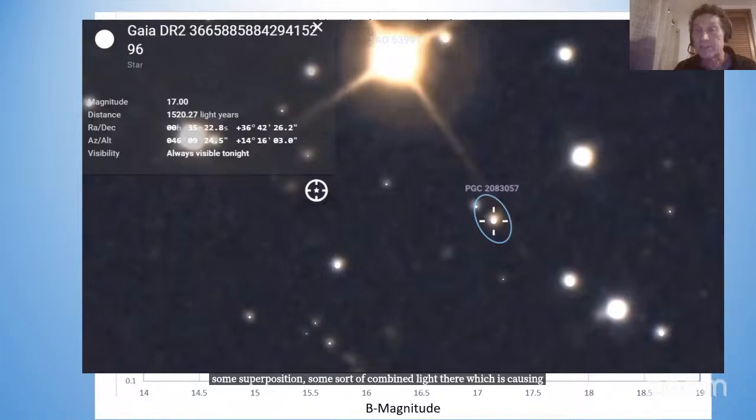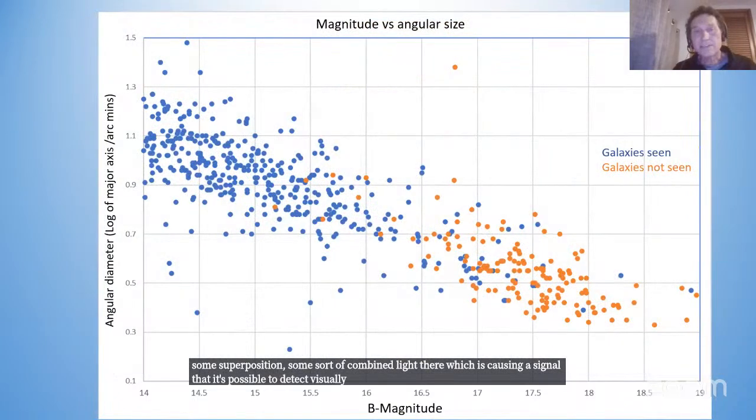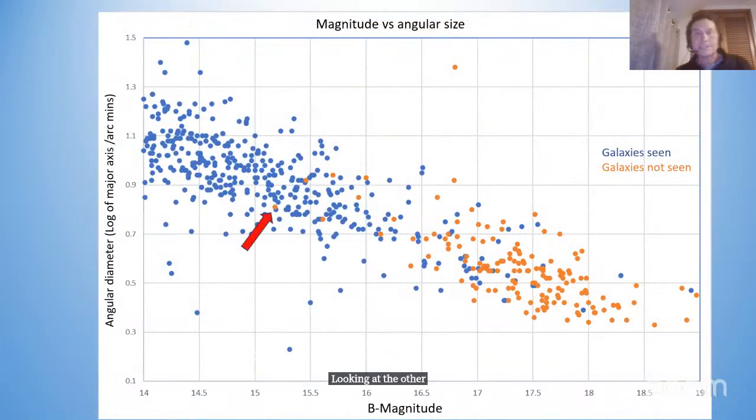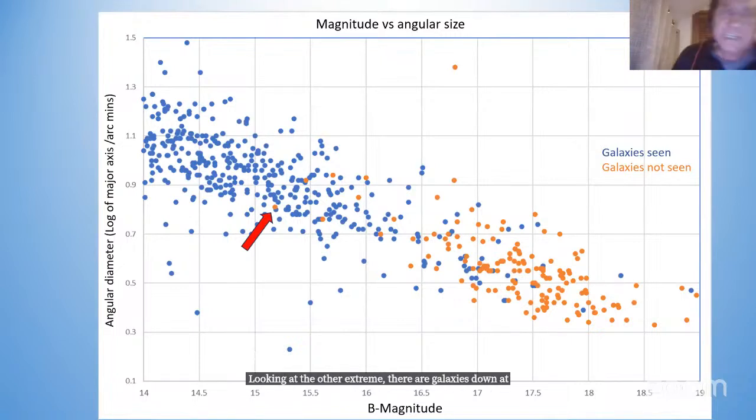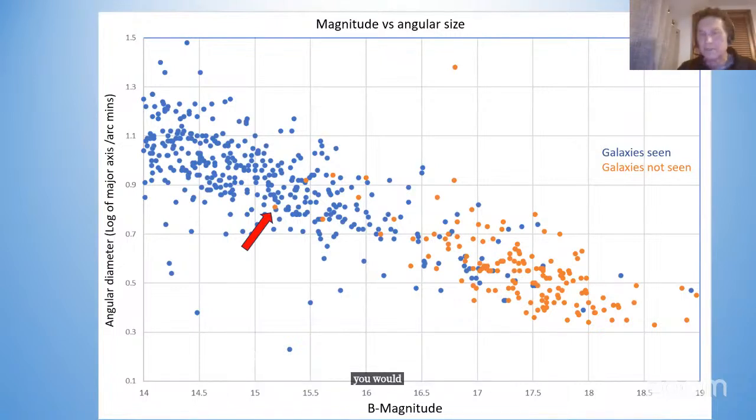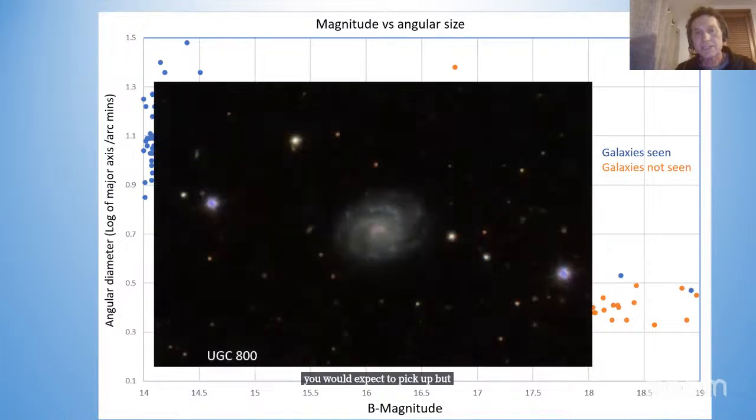So again, there may be some superposition, some sort of combined light there, which is causing a signal that it's possible to detect visually. Looking at the other extreme, there are galaxies down at this end which you would expect to pick up, but weren't visible. In this case, this is UGC 800, which looks like a very low surface brightness spread out face-on spiral. So there's probably reasons why that couldn't be seen.